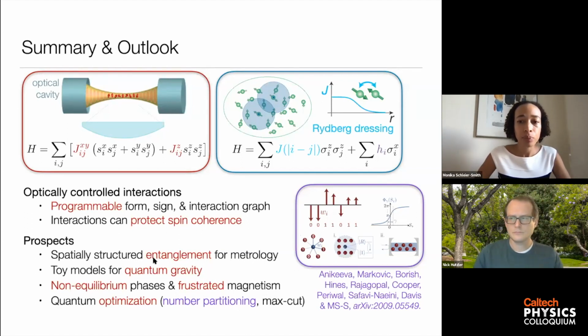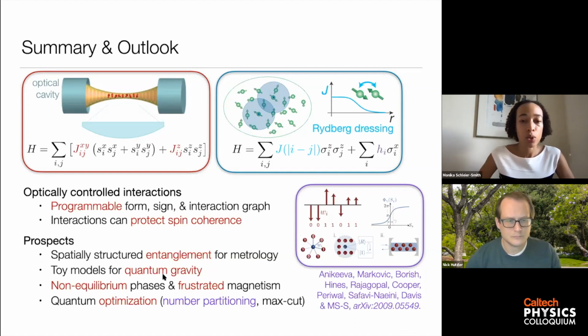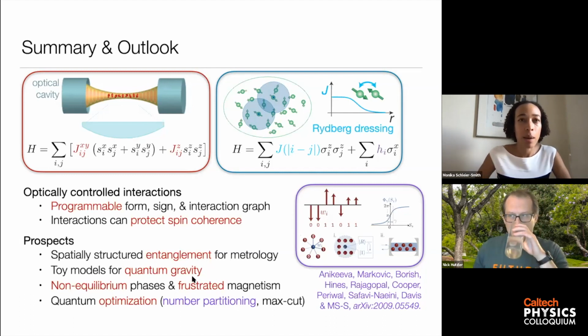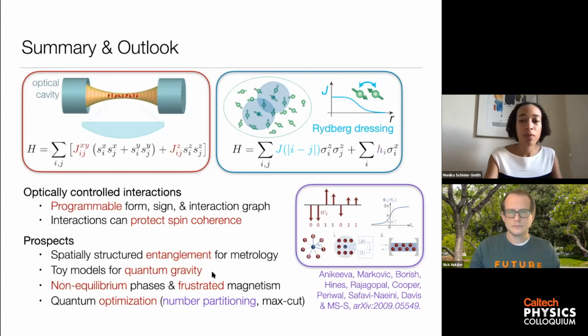coherence. And particularly with these advances in spatial control, we're excited to start asking, can you generate and utilize spatially structured entanglement as a sensing resource? Can you build interaction graphs that allow you to realize toy models of quantum gravity? Can we start to study frustrated systems that map onto hard optimization problems? And can the quantum system help you solve those? And for the particular case of the number partitioning problem, if you want to read about ideas we've been thinking about, there's a recent theory paper in the archive here.